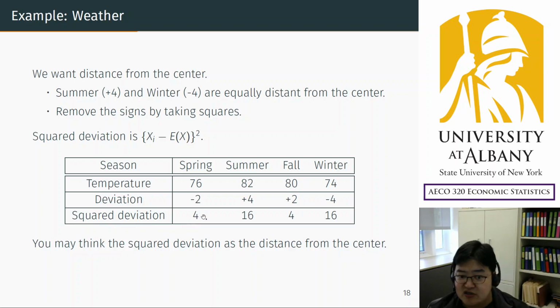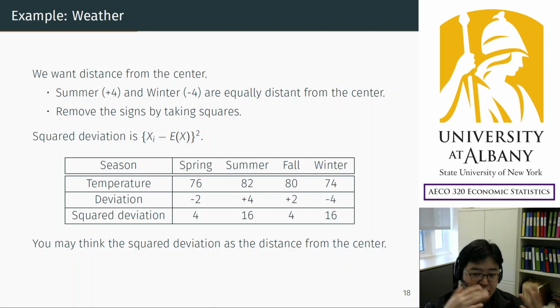Then it is another transformation, right? The original random variable is here, and we transform once and then transform again, so we have squared deviations: minus 2 squared is 4, 4 squared is 16. So 4, 16, 4, 16, which is a kind of distance, because the further an observation is from the center, the larger the squared deviation is.